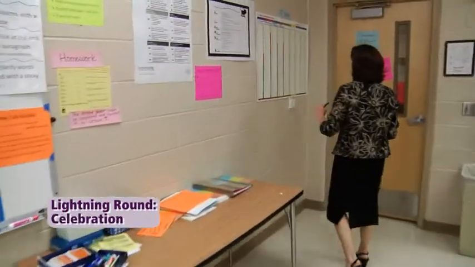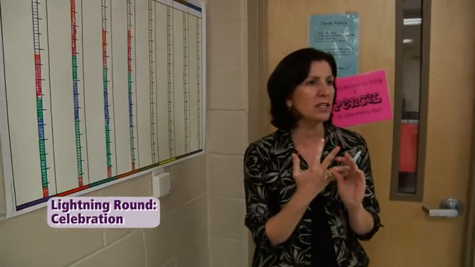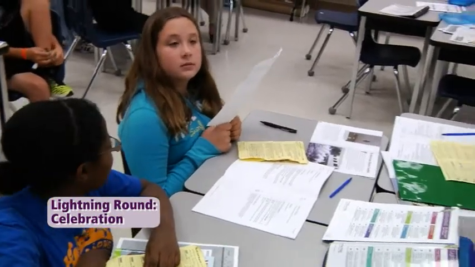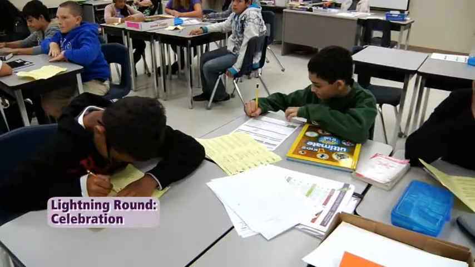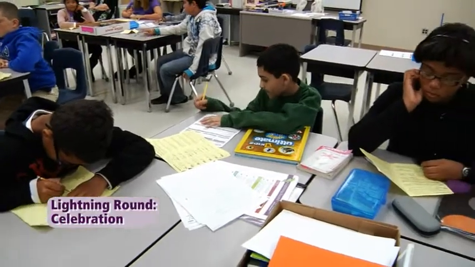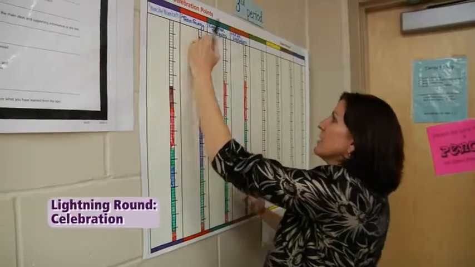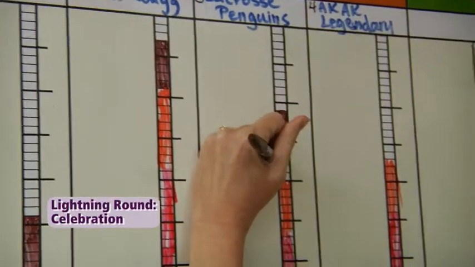Team recorders, please be ready. Add up your RR points for your read and respond sheets and add up your TP, your team points, for your teamwork today when you corrected your tests. All right, Wacky Wombats, how many points do we have to add? 8. 8, fantastic. Team Swag? 6. Ooh, you guys are almost off the charts. Nice job. Lacrosse Penguins? 8. 8. Excellent work. AKAK Legendary? 8. 8 as well? Yes.